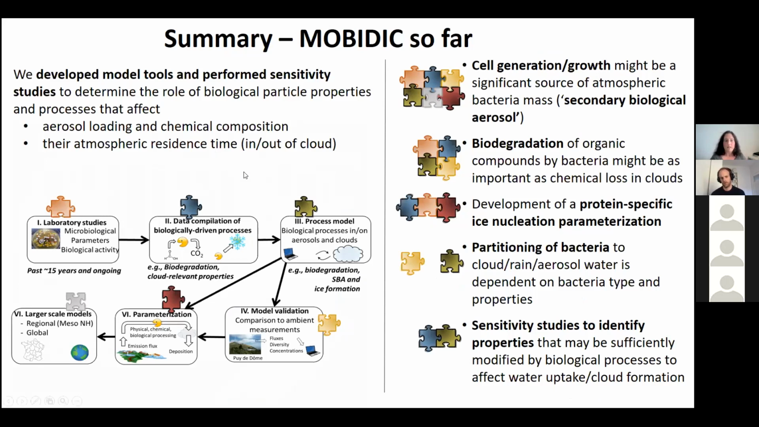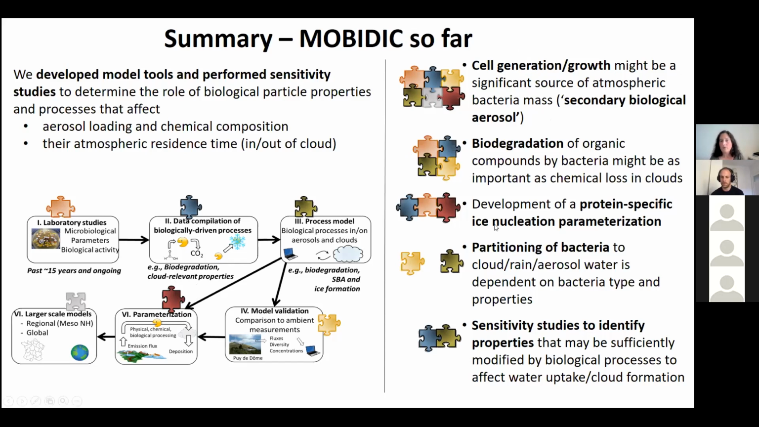So for none of the processes do we really have the full picture yet, but we did this very rough estimate for cell generation on a global scale, and we think it might be important, but of course we need to constrain it with more data or more specific data. Biodegradation, we haven't really put on a global scale yet, because we cannot parameterize it yet. But we also think that it might contribute to the loss of several organic compounds in a cloud droplet.